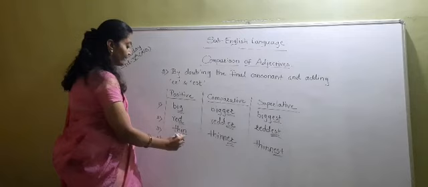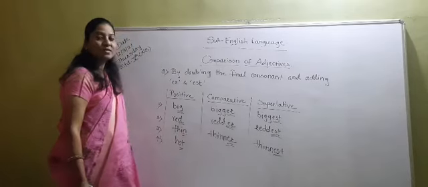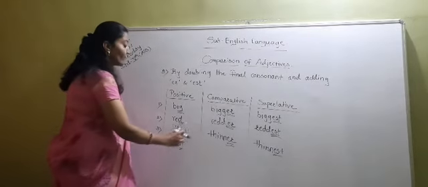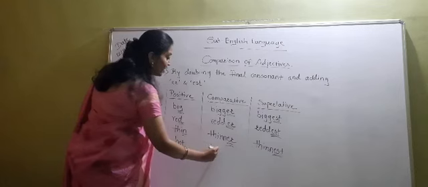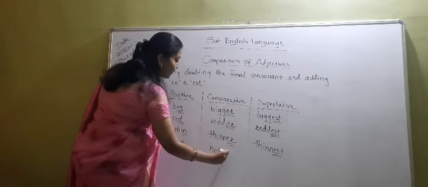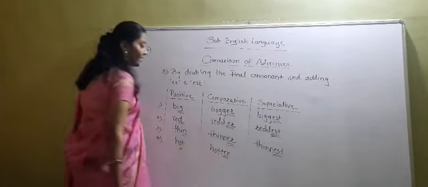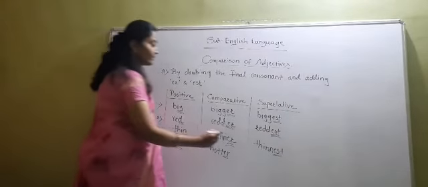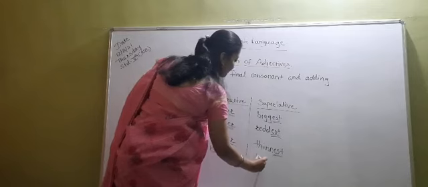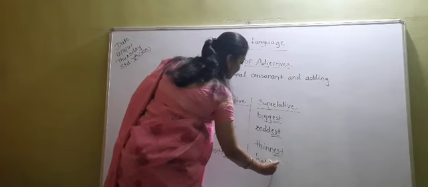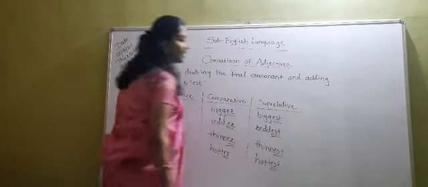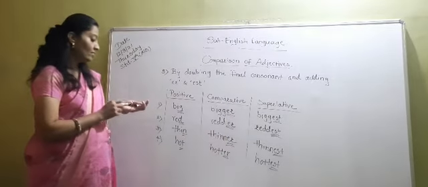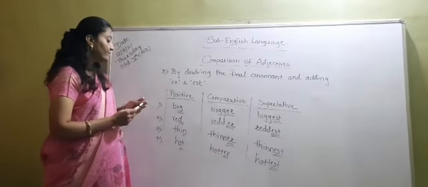Hot. Again T is the final consonant over here. Then you have to make it hotter. What did we do here? We have added ER. Hot, hotter. Again, hottest. Like this. Okay? I hope this is clear to you, students.